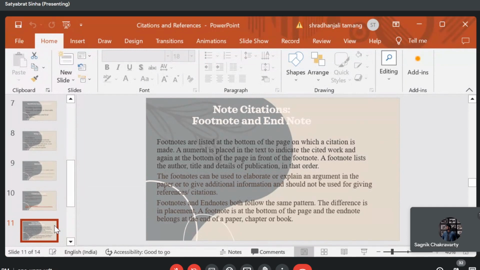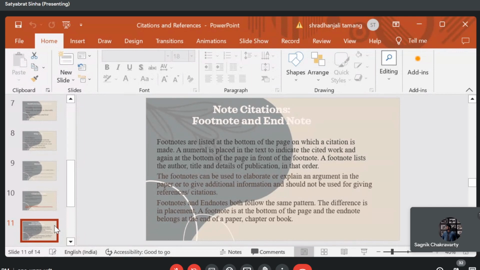The paper I showed you about the strategic triangle, that was a footnote. It is listed at the bottom of the page in which the citation is made. So the page you saw, I had two footnotes, so 1 and 2. A numerical was placed in the text, superscript 1 and 2, and both of it was listed. The author, title, and the details of the publication was listed at the end of the page. Now, often today, people prefer parenthesis citing.